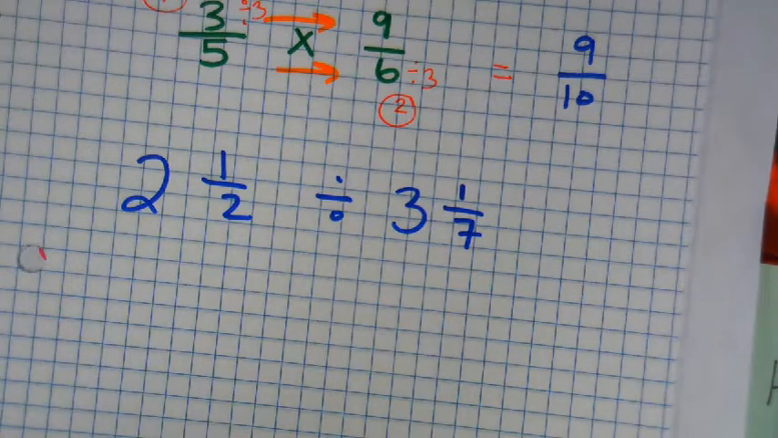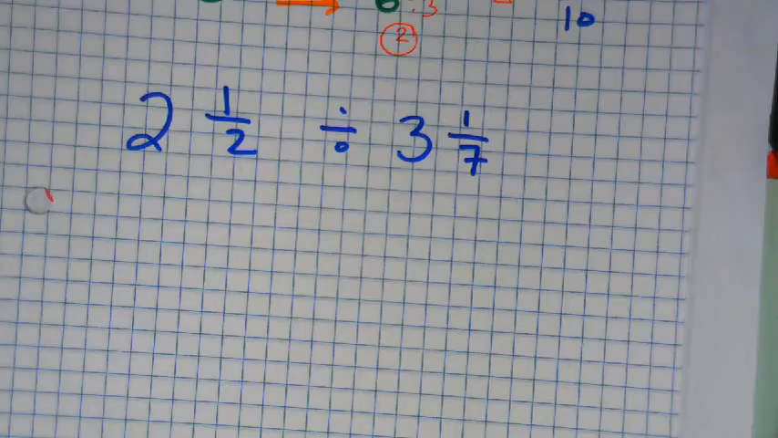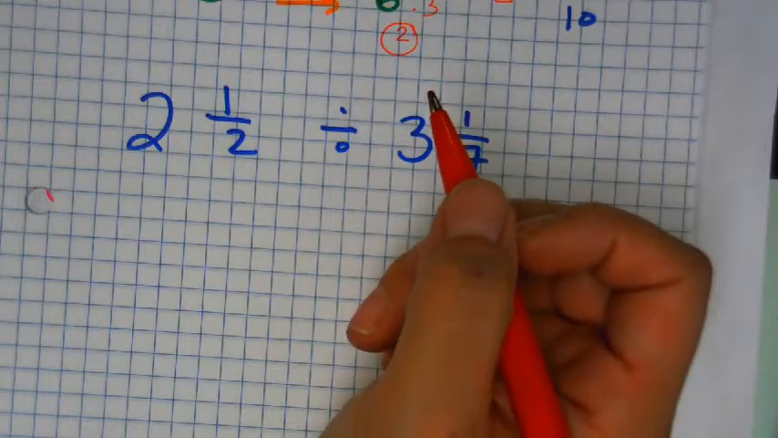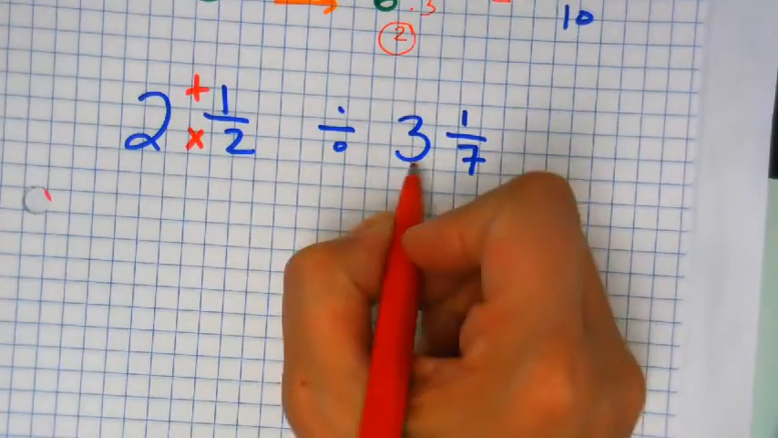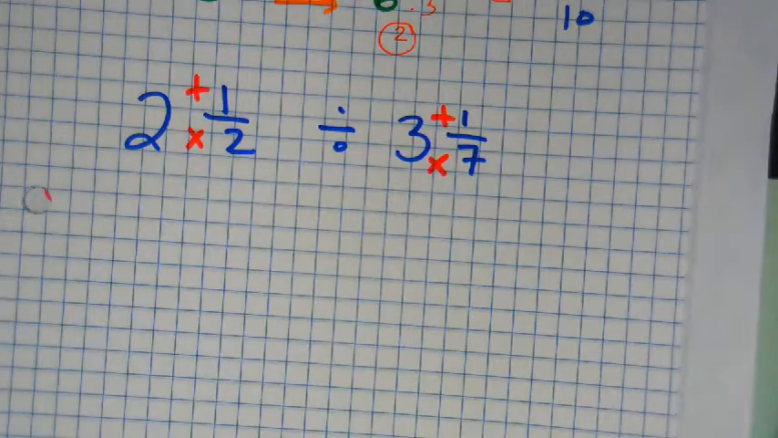I was trying to find a nice number, but I think I messed it up. Whatever. So the math is going to be hard, no big deal. All right, so let's change this to improper first. Improper first. Before you flip, you have to make it improper.